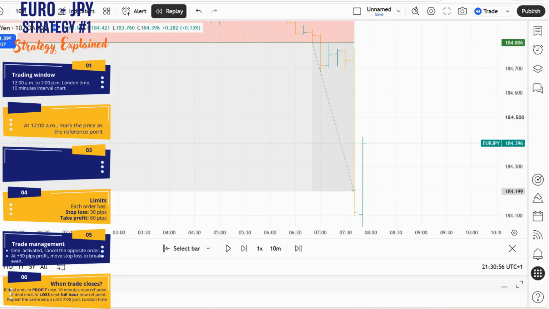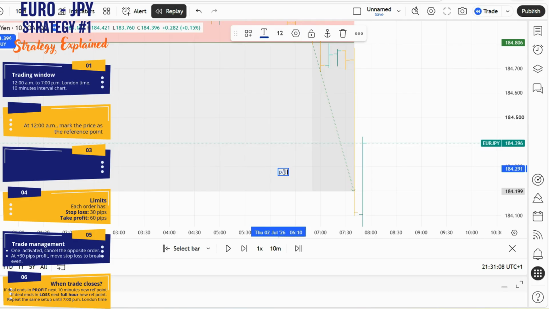The market moves steadily toward the profit target, and within approximately 40 minutes, at around 7:40 a.m., the price reaches the full 60 pip take profit level. The first trade of the day therefore closes with a profit of 60 pips. This is an excellent example of the strategy working as designed.